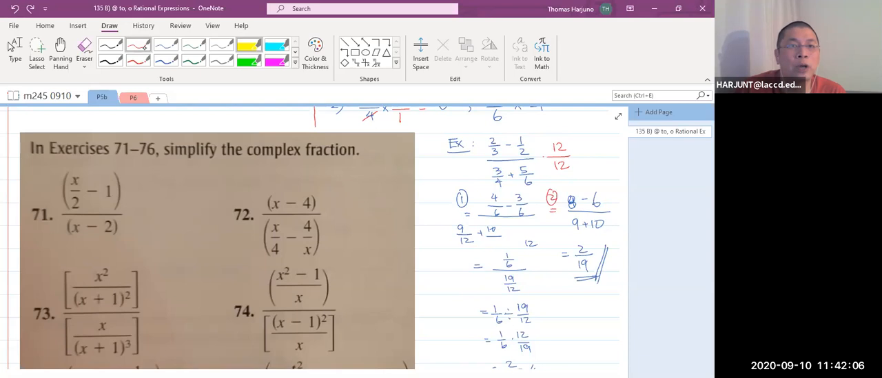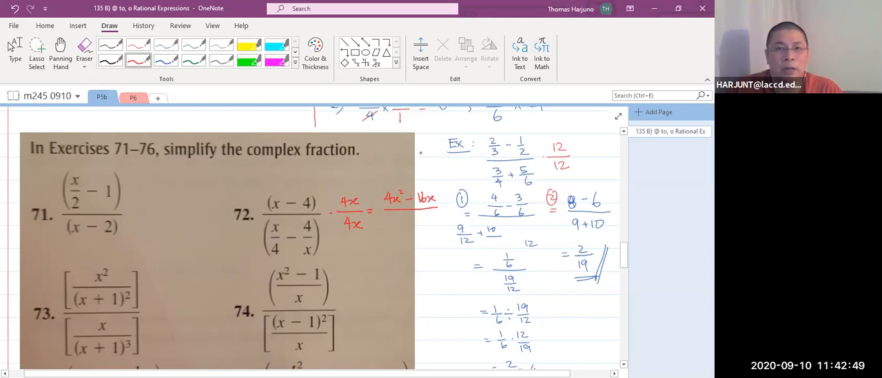Let's say, for example, we do number 72. What is the LCD here? On the numerator, no denominator. On the denominator here, we have LCD for x. So on the top, I will multiply by 4x. The denominator, I multiply by 4x. Let's see what happened on the top. x times 4x is 4x squared, minus 16x.